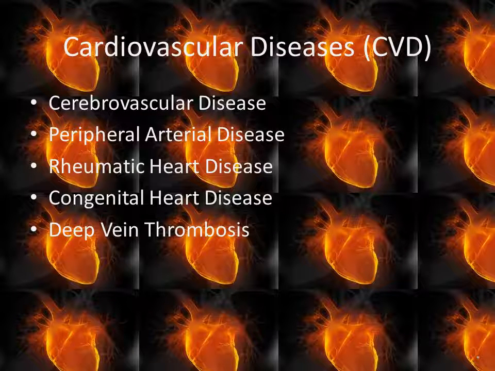As mentioned in the last slide, these are cardiovascular diseases. Cerebrovascular disease is actually a disease in which the brain is not getting blood from the blood vessels coming from the heart. Peripheral arterial disease is a disease of the blood vessels that can't supply the arms and the legs. Rheumatic heart disease is damage to the heart muscle and valves from rheumatic fever. Congenital heart disease is actually malformations of the heart at birth. And deep vein thrombosis or pulmonary embolisms are blood clots in the leg veins which dislodge and move to the heart or lungs.